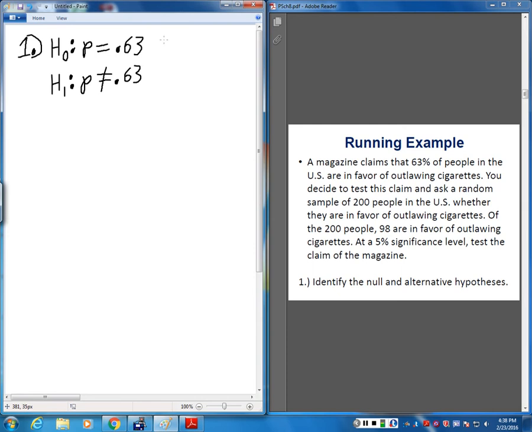Now, if you read the problem again, it says at a 5% significance level, test the claim of the magazine. So the magazine is the claim that we are testing. It's often helpful to label that tested claim at the very beginning when you label the hypotheses. H sub 0 in this case is the tested claim, that the proportion is equal to 0.63. So I want to put a C in parentheses next to H sub 0 to label it as the tested claim. And that will help me later on when I interpret the results of this hypothesis test.